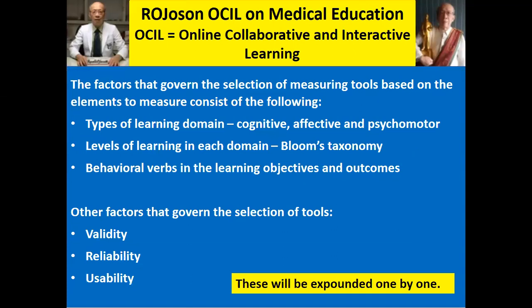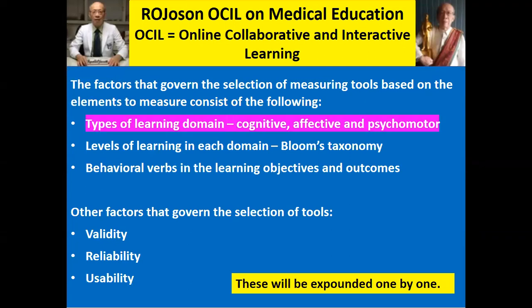The factors that govern the selection of measuring tools based on the elements to measure consist of the following: type of learning domain, either cognitive, affective, or psychomotor; levels of learning in each domain in consideration of Bloom's taxonomy; and behavioral verbs in the learning objectives and outcomes. Other factors that govern the selection of tools will be the following: validity, reliability, and usability. I will be expounding on these factors one by one.